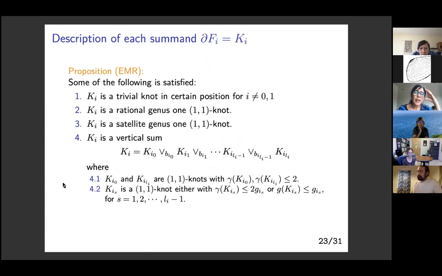So each piece obtained might be a trivial knot in certain position, except for the first and the last knot obtained. Each piece may be a rational genus 1, 1 knot, or a satellite genus 1, 1 knot, or this whole thing may be another vertical sum of other pieces. And in these pieces appear knots that have at most cross-cap number 2. Okay.